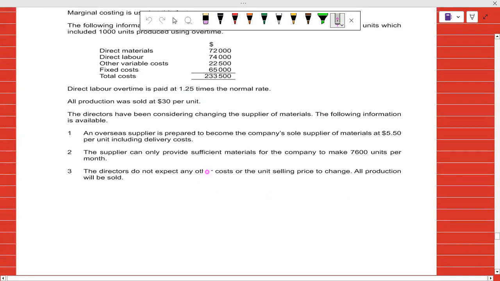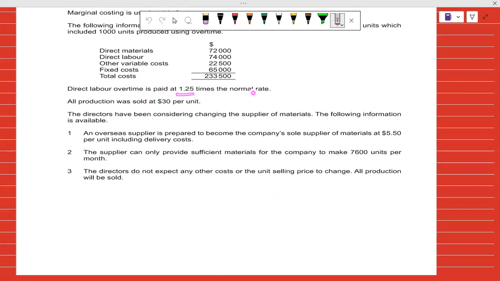Okay. So direct labor overtime is paid 1.25 times the normal rate, and all production was sold for $30 per unit. And the directors have been considering changing the supplier of materials, and the following information is available. So when we are going to solve the advice question, we will have to rely on this knowledge.